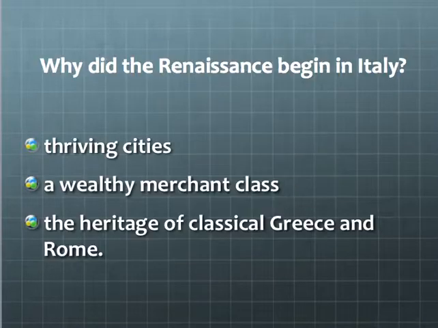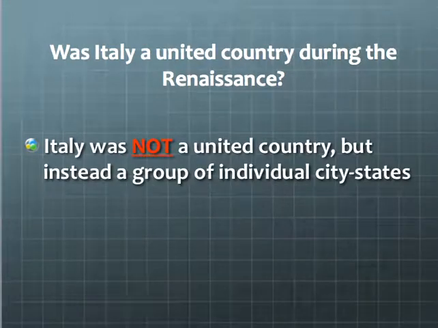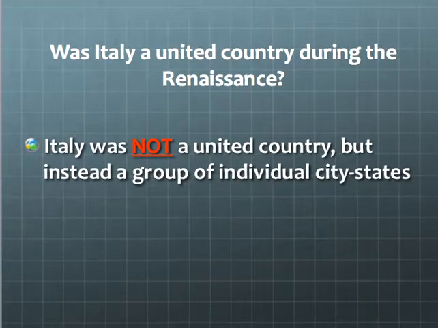The first one: why did the Renaissance begin in Italy? If you go back to your chapter 1 notes, there was a heading that said, why Italy? It had 3 bullet points: thriving cities, city-states, independent trade cities; a wealthy merchant class, again, making lots of money on trade; and the heritage of classical Greece and Rome. Rome, the city and the culture, was originally started in Italy, so they already had a lot of that past to build from.